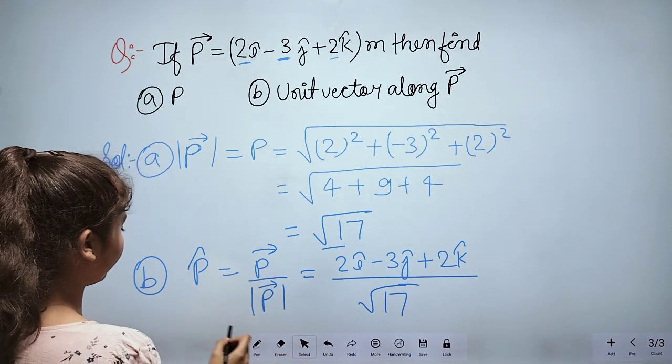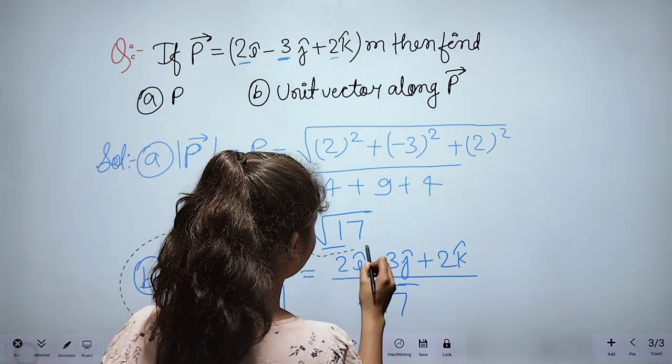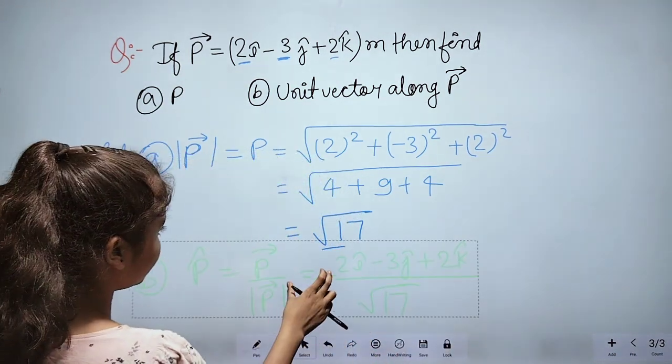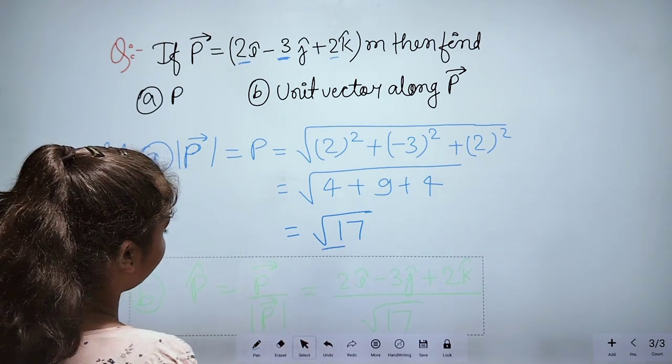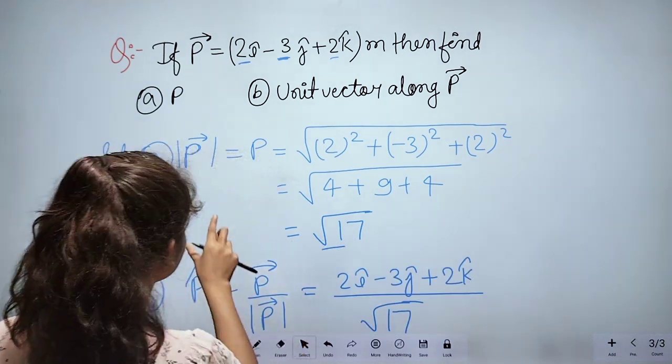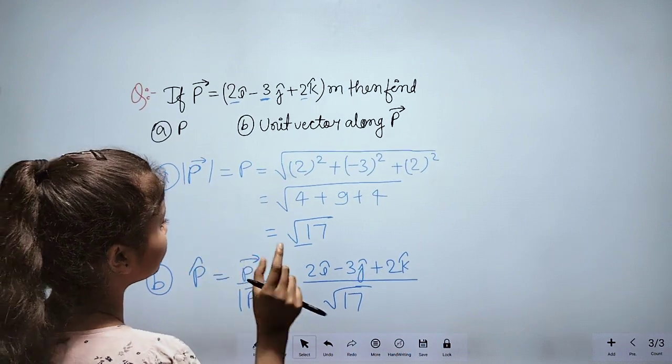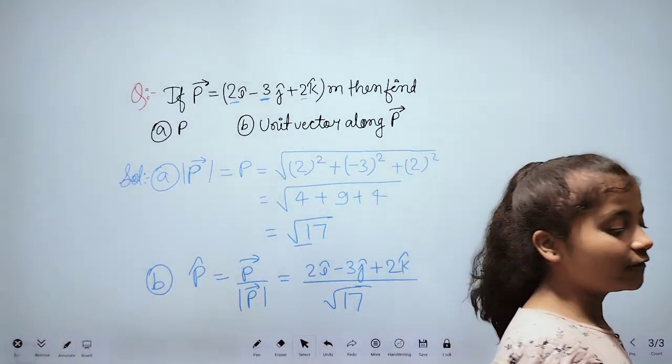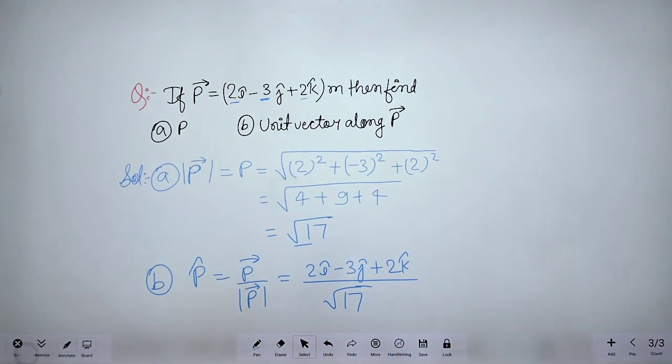I hope you understand this question very well. This question is the same as the first question. In this question we have to also find the magnitude of P vector and unit vector along P vector.